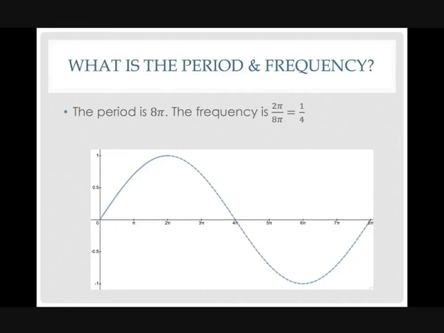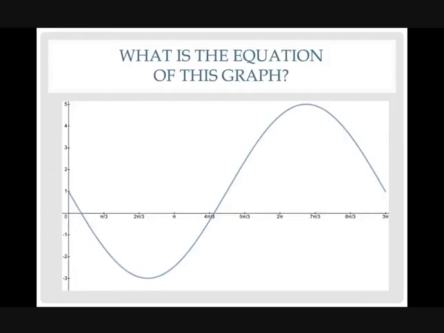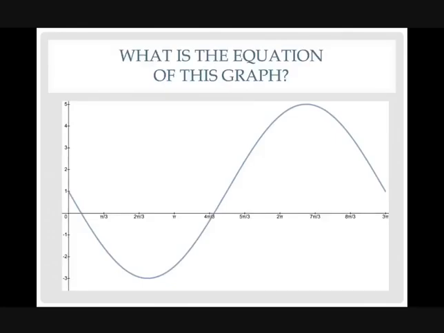Therefore, the period is 8 pi, while the frequency is 1/4, because 2 pi divided by 8 pi is 1/4. Notice how a quarter of it is completed by 2 pi. So what is the equation of this graph? Well, if you'll notice a few things here. Notice how it doesn't start at the origin. So how do we determine what this could be?